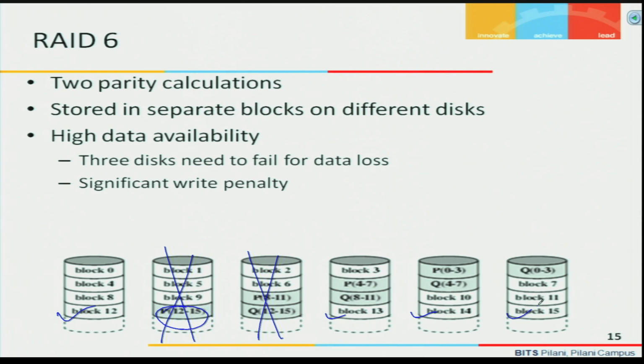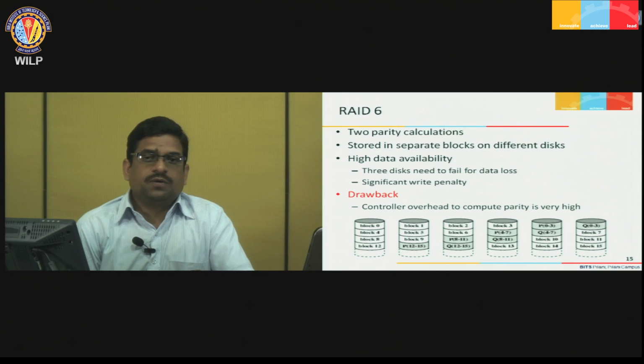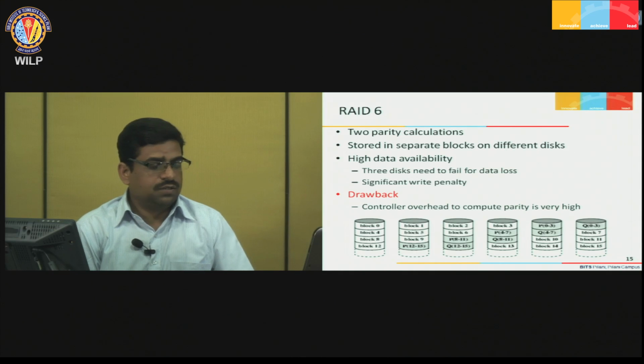So, the number of disks required, the overhead disks, is 2 here. If you have n data disks, then the total number of disks required is n plus 2. So, 2 disks are overhead. The drawback, as I said, is that the controller overhead to compute parity is high, because 2 parities have to be calculated. That is the only drawback, otherwise availability-wise it is good.